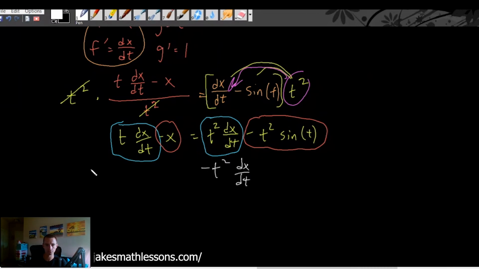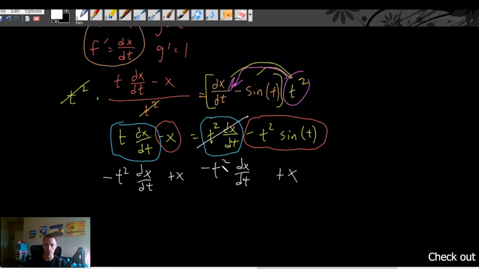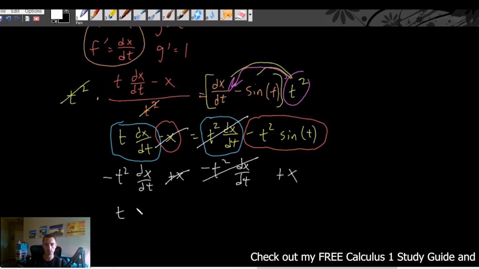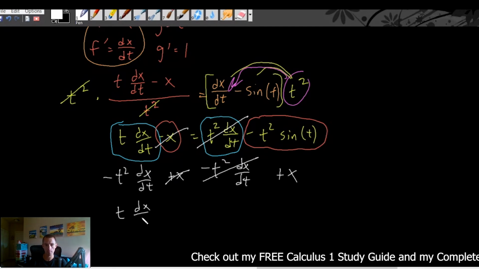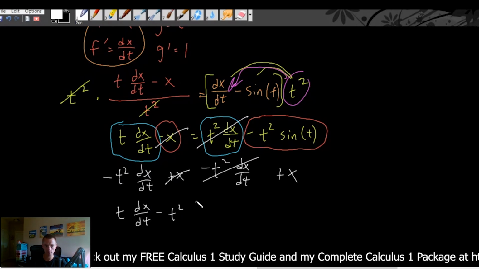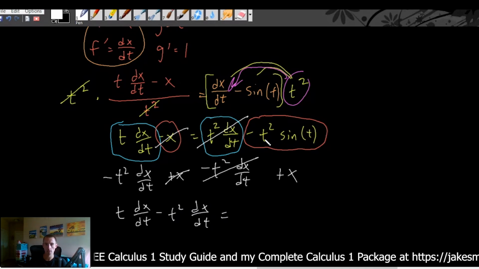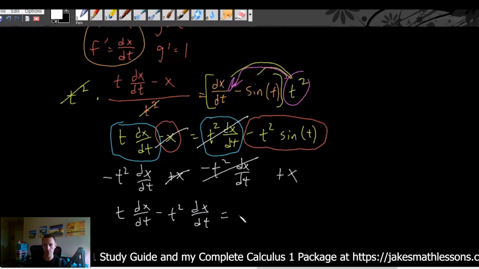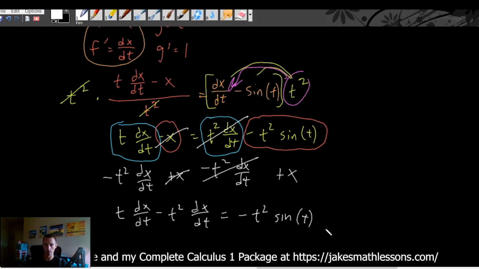To do that, we are just going to subtract t squared dx dt from both sides, and then we're going to add x to both sides. That's going to cancel that there, and it's going to cancel that there. So we're going to be left with, on the left side, t times dx dt minus t squared times dx dt equals negative t squared times sine of t plus x.